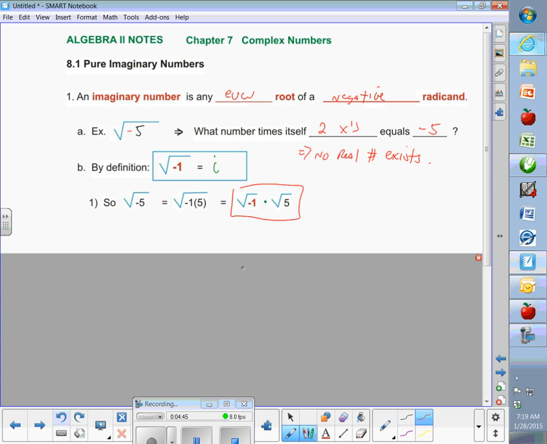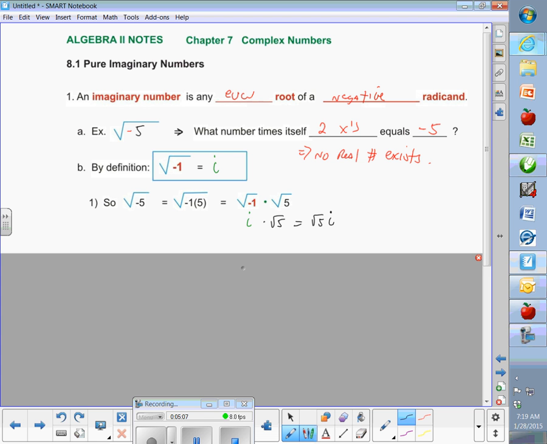Again, if you were to multiply them out, you'd be right back to where you were. Okay, so what is the square root of negative 1? It is i. And what is the square root of 5? It is the square root of 5. And you end up with i times the square root of 5, which equals the square root of 5i.